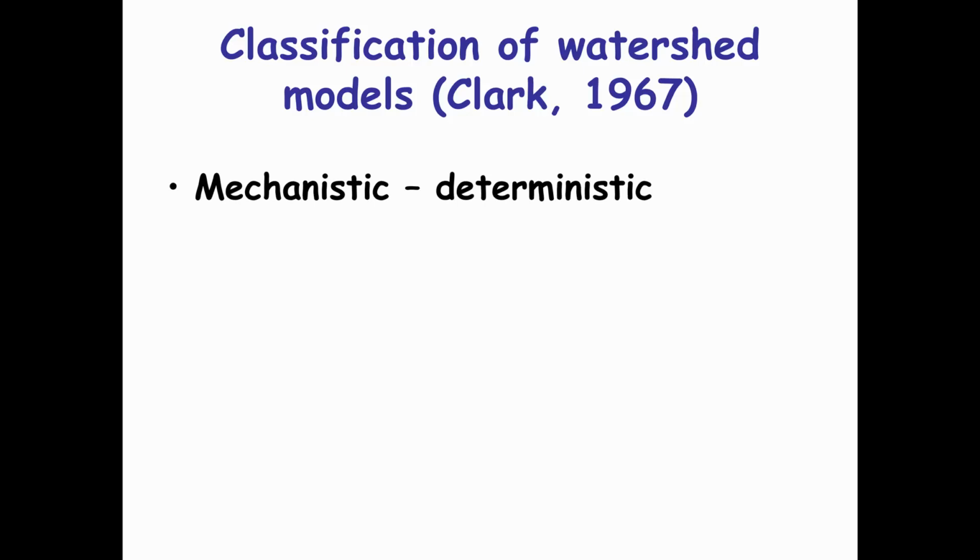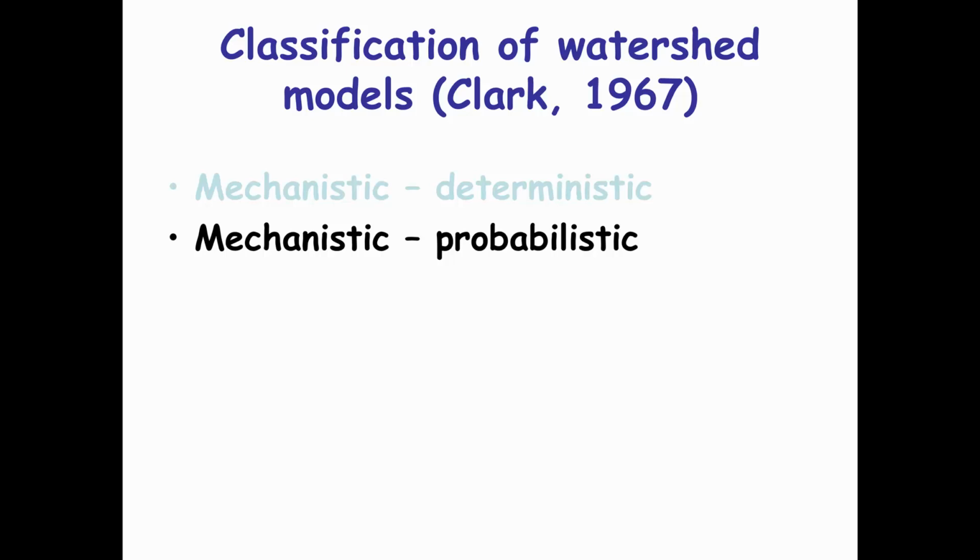So with those definitions, we can classify watershed models into several categories. This was done by Clark in 1967. So models can be mechanistic, that is white box, and deterministic. So inputs, equations are known exactly, parameters are known exactly, outputs have to be known with certainty.